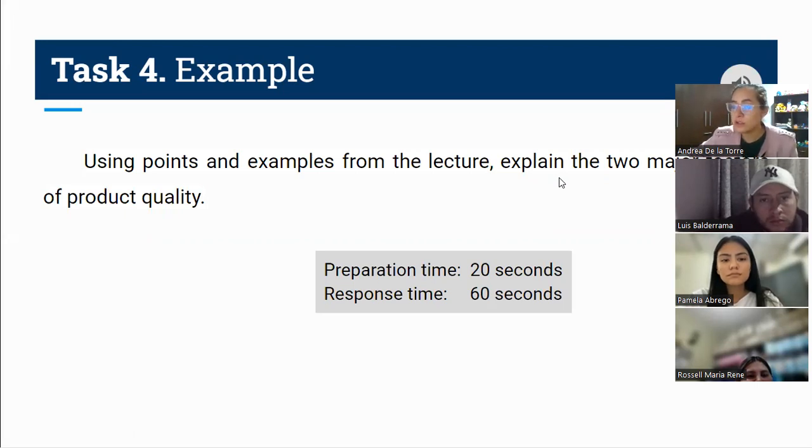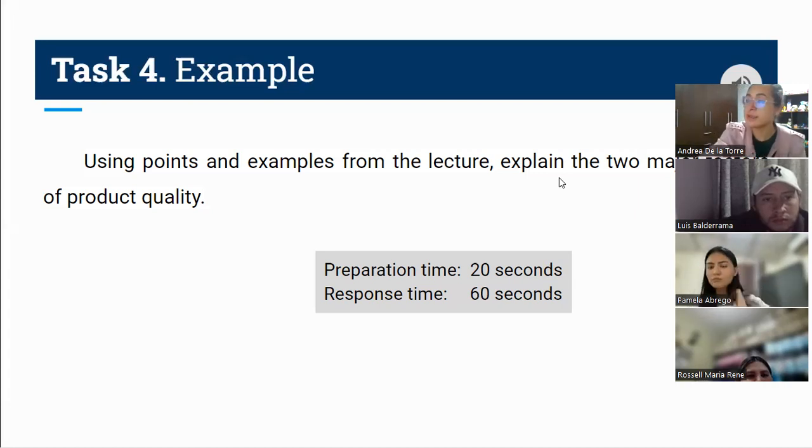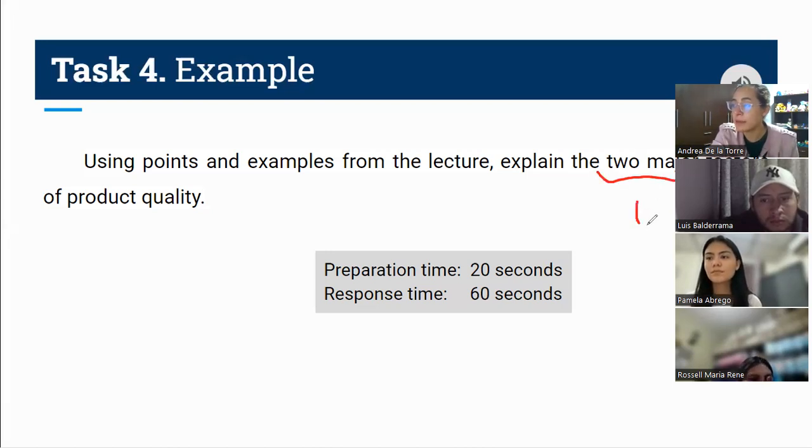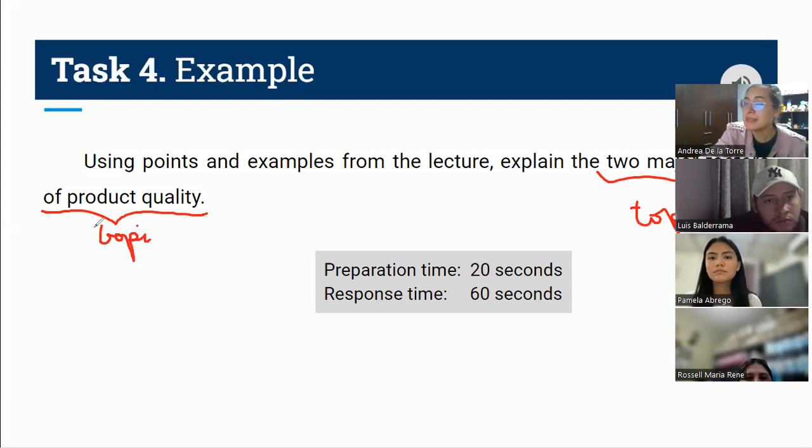So what I want you to do as soon as you finish listening is read the question. Don't ever skip the question because here you have the topic. This was the topic of the lecture. The lecture was about two major factors of product quality. That is the topic, right? And later when you have to speak, you're going to have to mention what the lecture was about first in your introduction.